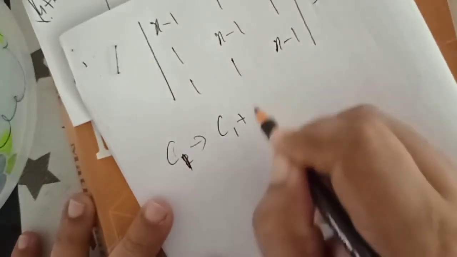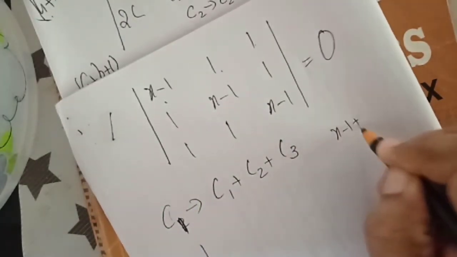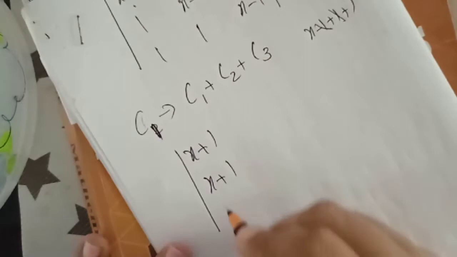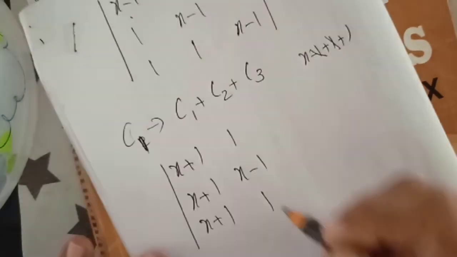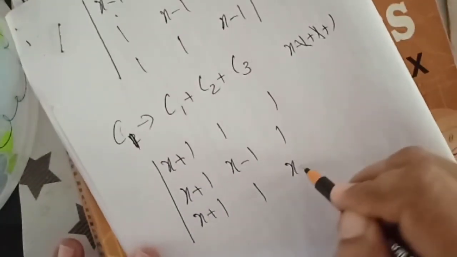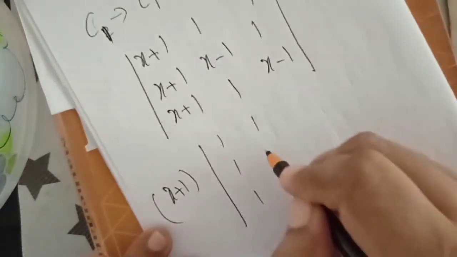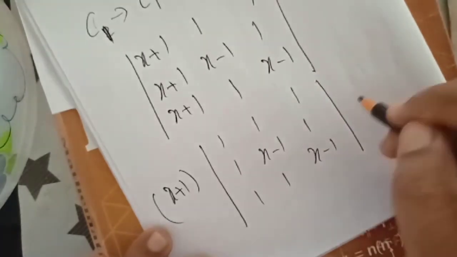When you go through this column-wise, x minus 1 is there, 1 is there, 1 is there. That is C1 changes to C1 plus C2 plus C3. x minus 1 plus 1 plus 1. What is the answer? Minus 1 plus 1 cancel. You will get x plus 1, x plus 1, x plus 1. Okay. Then copy the other columns: 1, x minus 1, 1, 1, 1, x minus 1. Say the answer, which is common? Yes, x plus 1 is common. Equal to 0 is here.